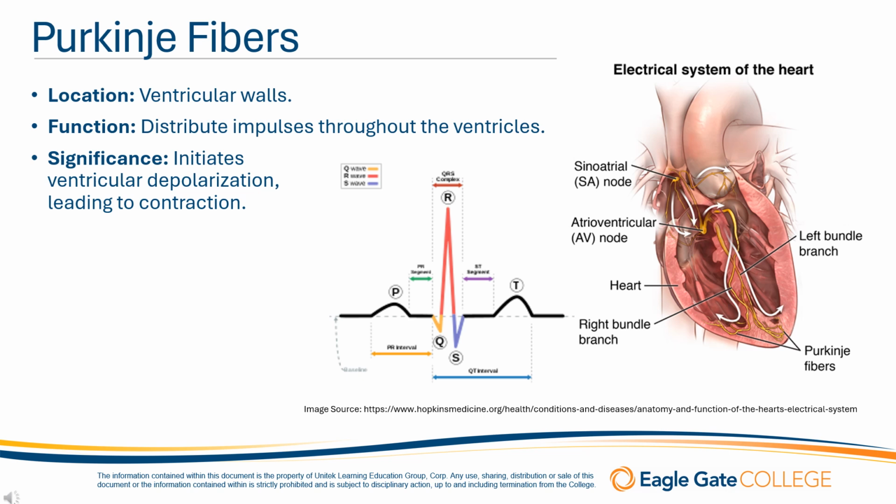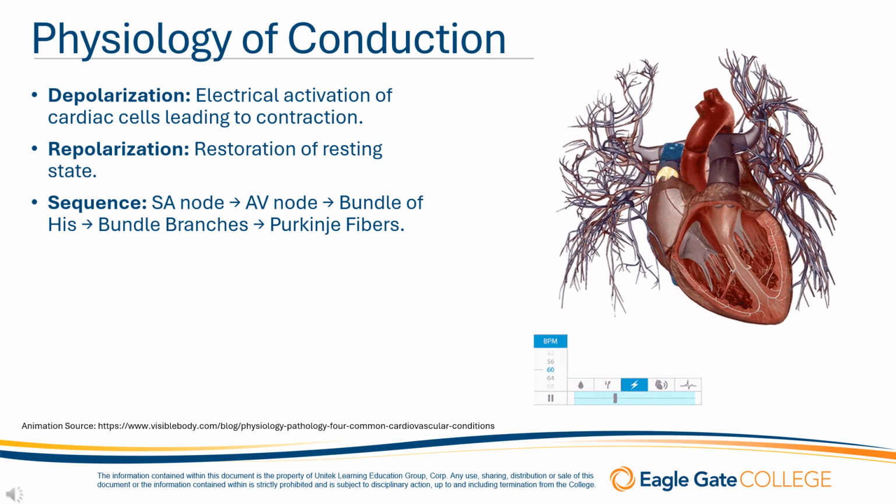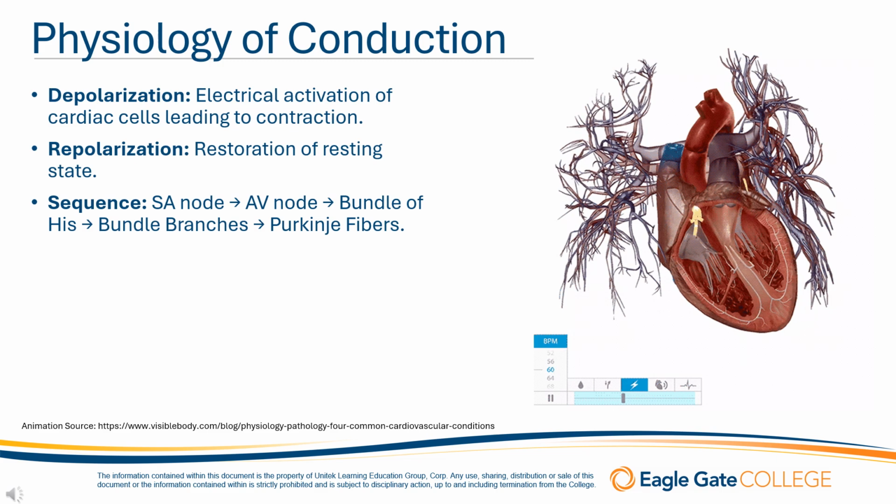In clinical practice, understanding the role of the Purkinje fibers helps in diagnosing and managing various cardiac conditions. For instance, when interpreting an electrocardiogram, abnormalities in the QRS complex can indicate issues with ventricular depolarization, often linked to problems in the Purkinje fibers or the bundle. Let's review the physiology of conduction within the heart. Understanding this process is crucial for grasping how the heart functions and how various cardiac conditions can affect its performance.